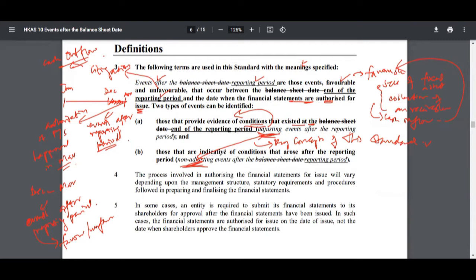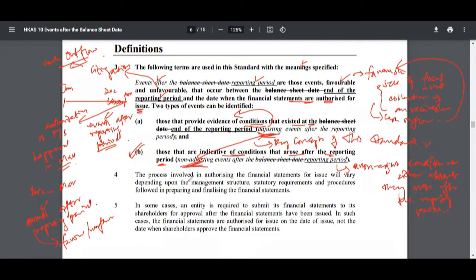And for non-adjusting events, the conditions are actually absent. So those conditions arose after the reporting period. So in other words, you can say that the conditions for non-adjusting events were either absent, or they arose after the reporting period. Right. So you can use the terms used in the standard, because that's what examiners in the question paper prefer. So rather than writing in your own words, you better stick to the words used in the standard. Right. So point 3 is very much important in this standard. It tells you what the standard is basically talking about.